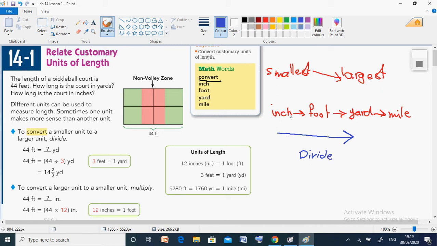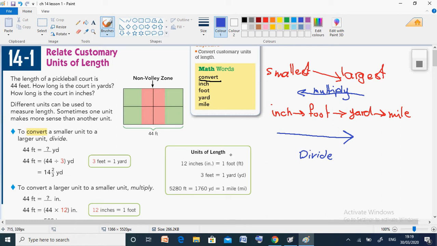For example, if I have 12 inches and I want to convert them to feet, I have to divide. Okay, and if I want to move back, we have to multiply. That means from largest to smallest we have to multiply, and from smallest to largest we have to divide.